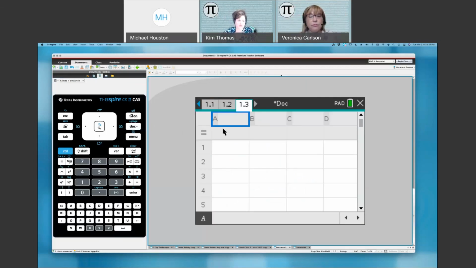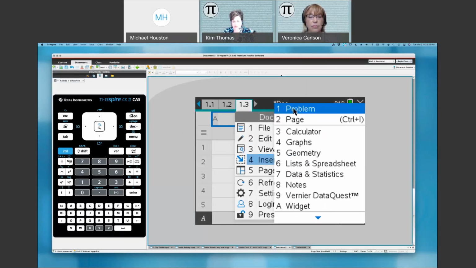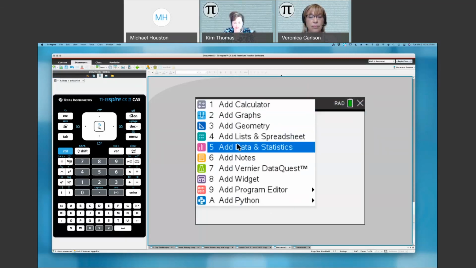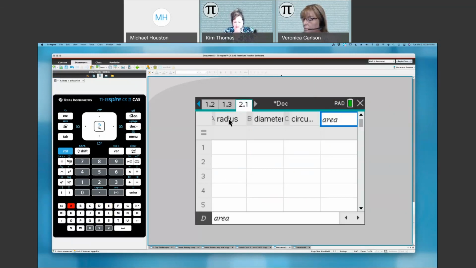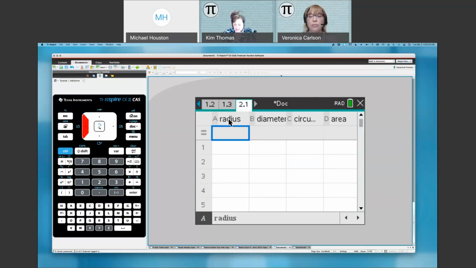So what I'm going to do right now is insert a problem. This problem is not connected to the other one. I'm going to do the same thing. I'm going to talk about my radius, my diameter, my circumference, and my area. And I'm going to do my inputs, because I designed this to be a 7, 6, 5, 4, 3, 2, 1 data input.